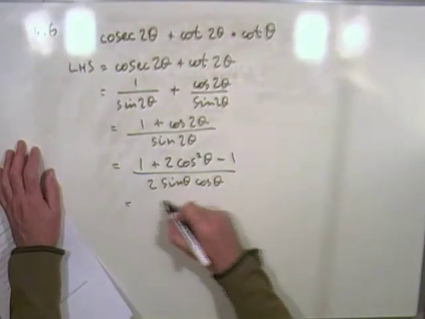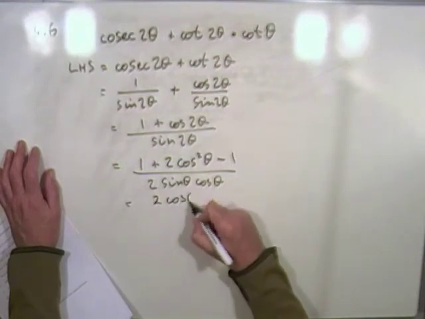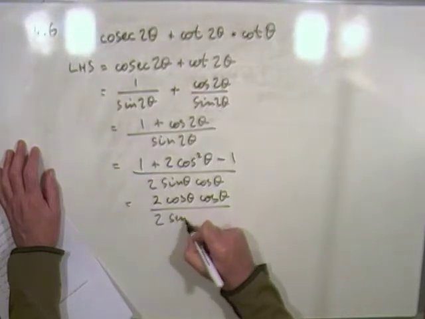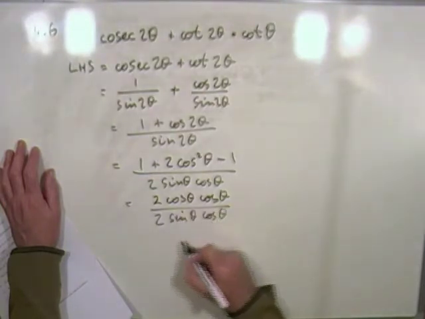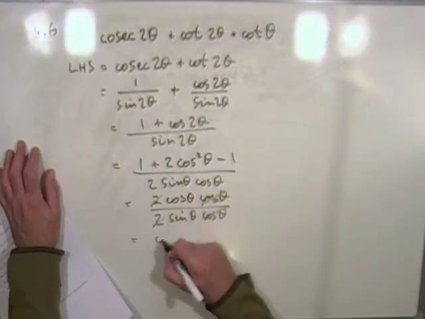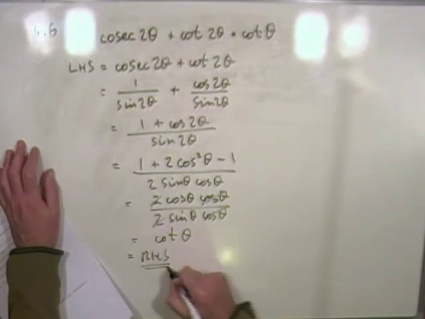So now I've got this, we'll just spell that one out. So I've got 2 cos squared theta over 2 sine theta cos theta. And then these parts cancel out, leaving cos over sine, which is cot theta, which is the right hand side.